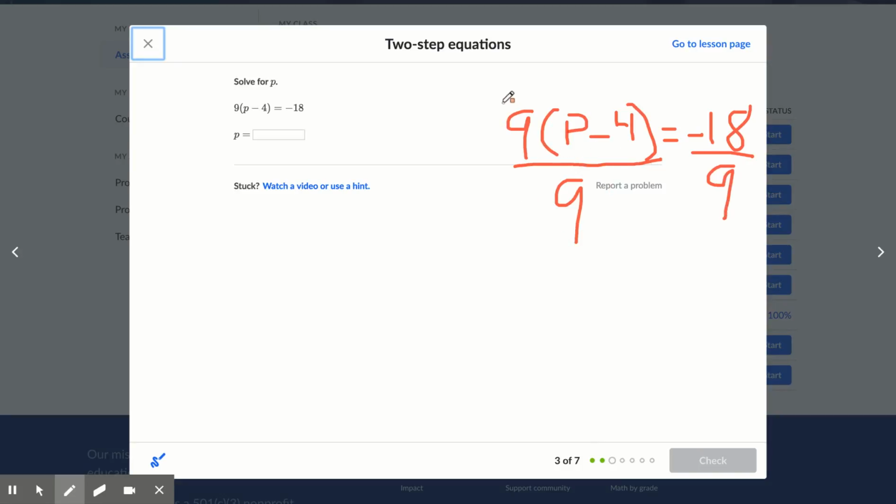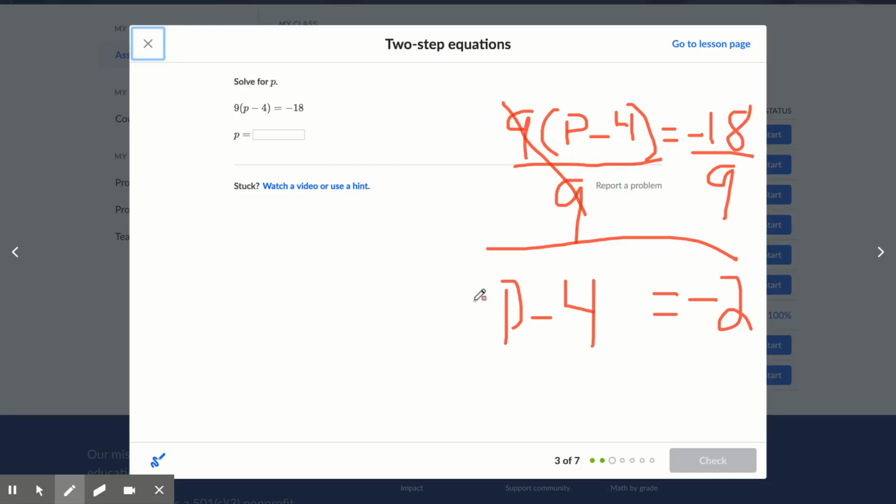What that allows me to do is I can cross these 9s out. And then I would do negative 18 divided by 9. You should remember, if I have a negative divided by a positive, your answer is always going to be a negative. So that sign does matter. It needs to be a negative 2. And then I can bring this down. p minus 4 equals negative 2.